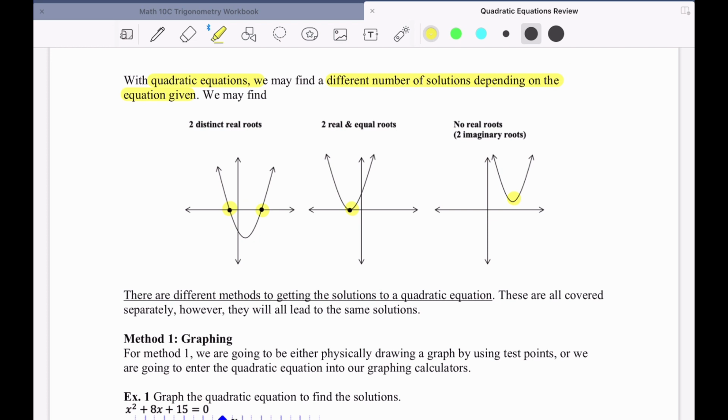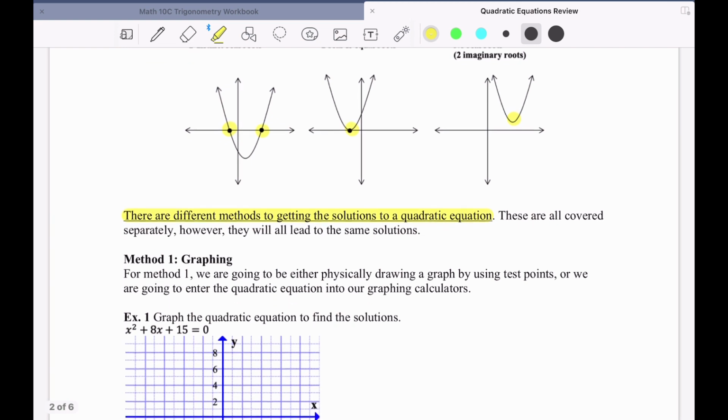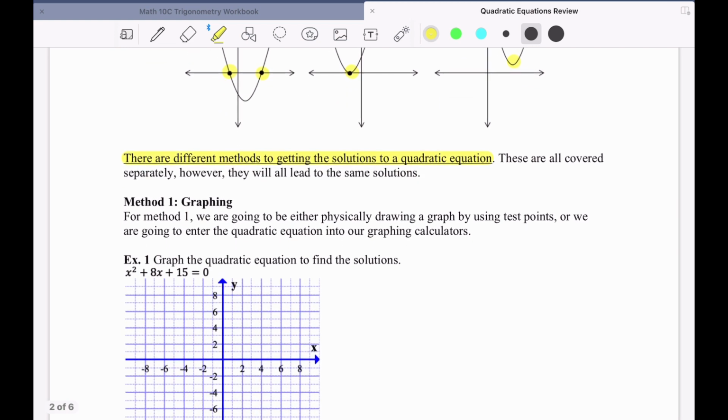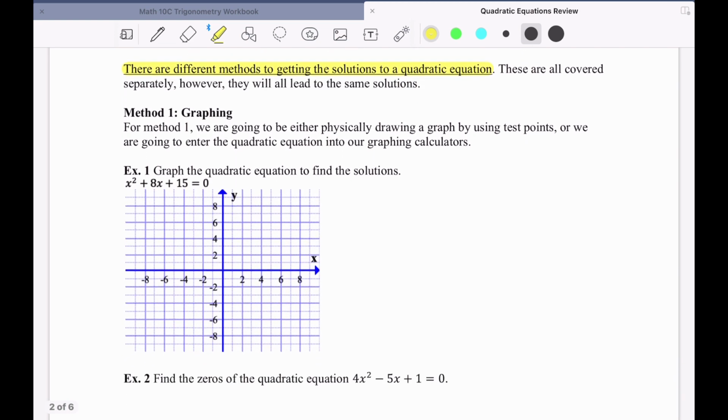So to get our roots, zeros, or solutions from our quadratic equations, there are potentially some different methods. I'm just going to break them apart to keep this simple into methods 1, 2, and 3, and that should help us out here. So method 1, specifically, we're going to go over graphing, how to get these things from graphing.